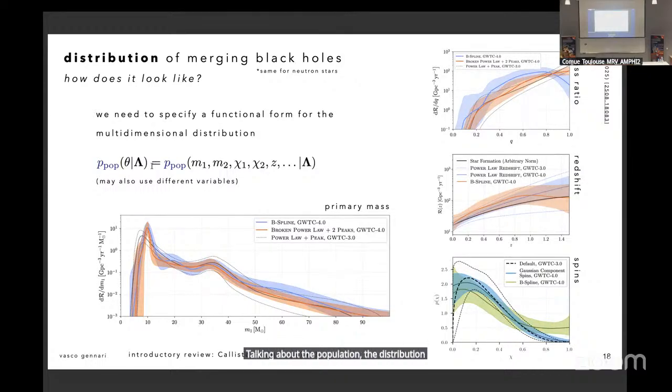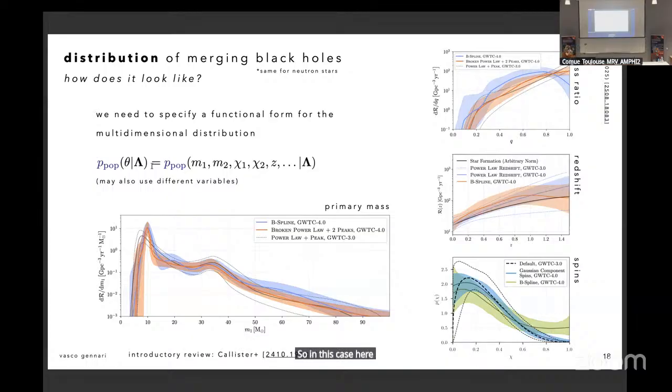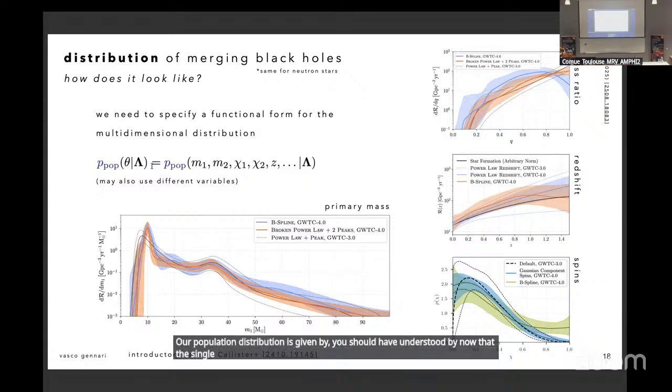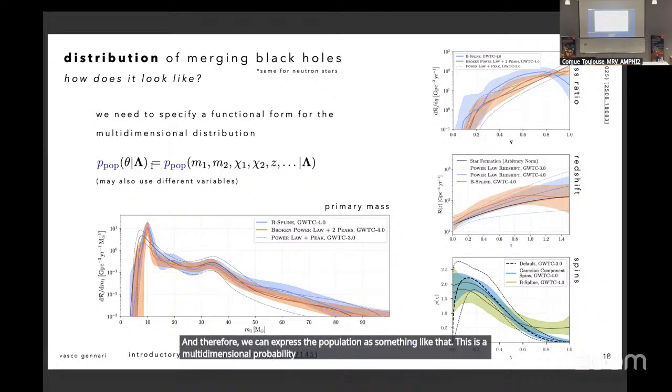Right. So moving to the applications, I will start by talking about the population, the distribution of the black hole mergers we have observed, because what do we do with all of this machinery that we have talked about up to now? In this case, our population distribution is given by, you should have understood by now that the single event parameters are the masses, the spins, the distance of the binary black holes. And therefore, we can express the population as something like that. This is a multidimensional probability distribution.